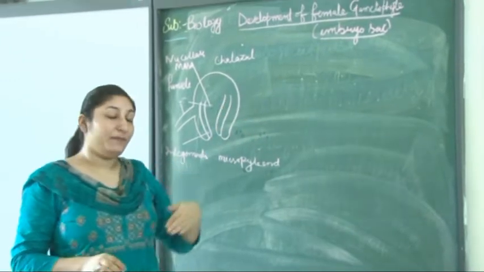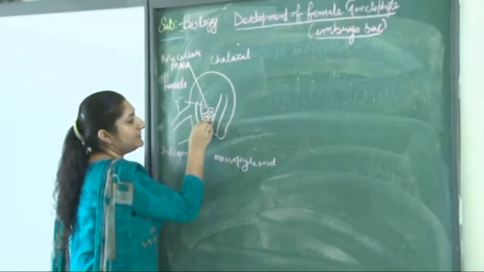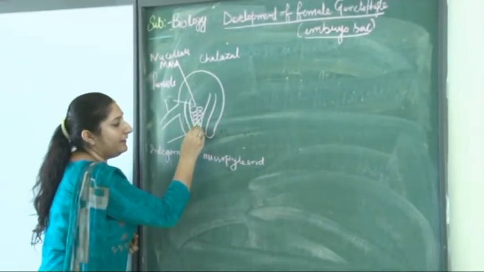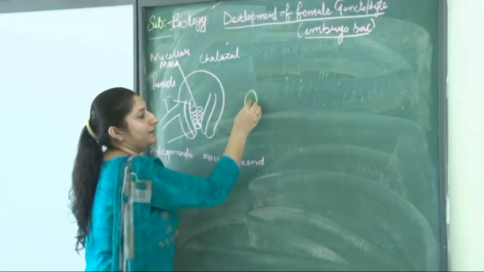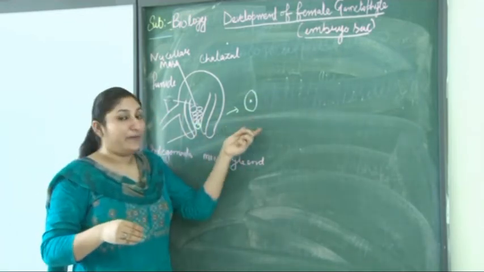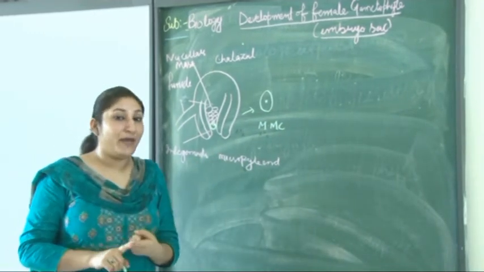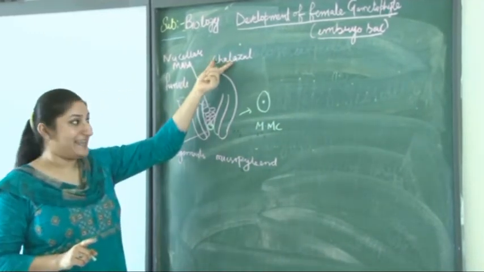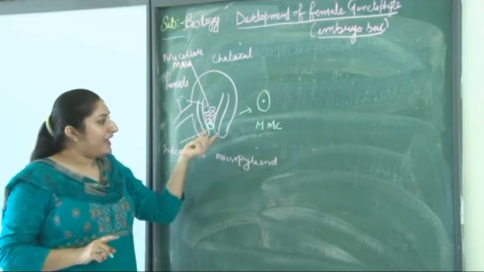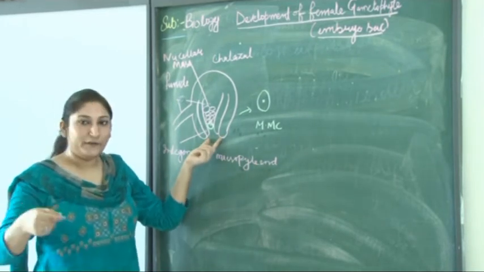In the development of female gametophyte, there are a number of cells, and of these cells, one cell is called the megaspore mother cell. Now we take this structure out and see how the development of this bigger cell takes place. We have the megaspore mother cell here, which is the biggest cell.